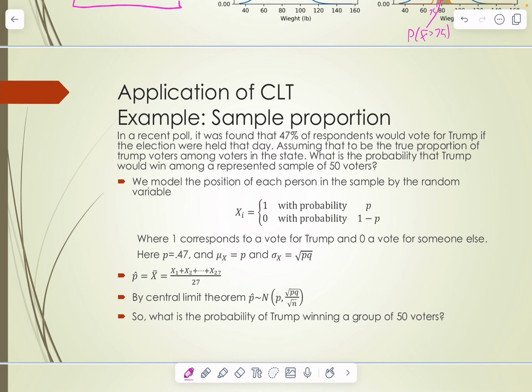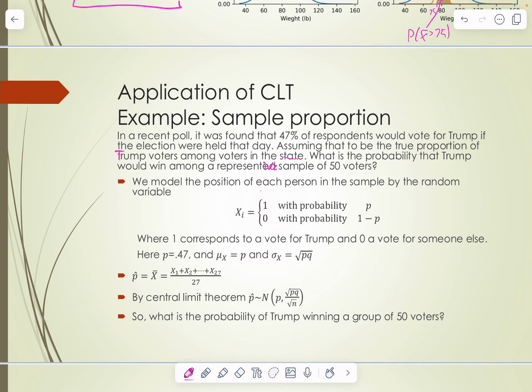In a recent poll, October 10th, it was found that 47% of respondents would vote for Trump if the election were held that day. For your information, 50%, according to that poll, said that they would vote for Harris that day. Assuming that to be the true proportion of Trump voters among voters in that state, or Commonwealth, because it was Pennsylvania, what is the probability that Trump would win among a representative sample of 50 voters?